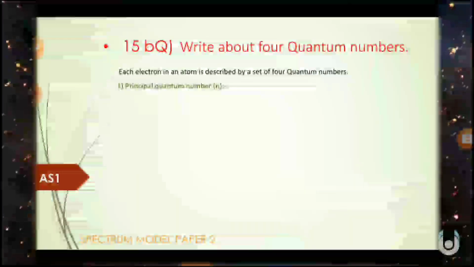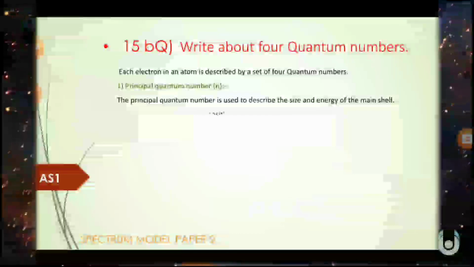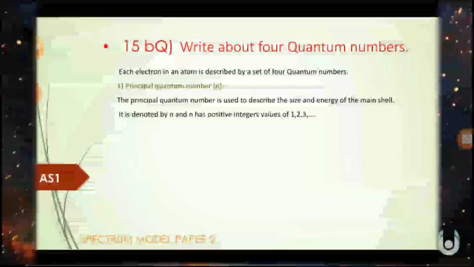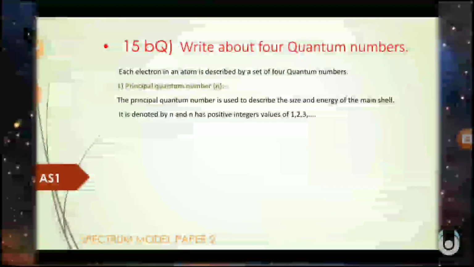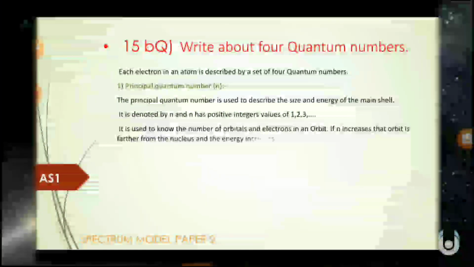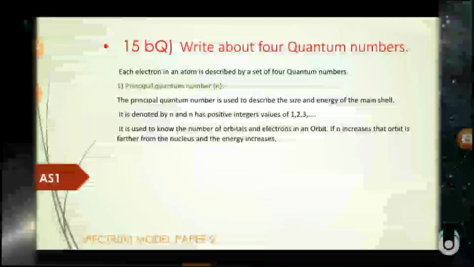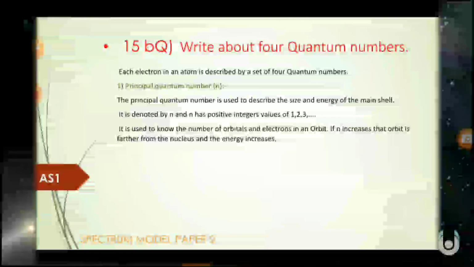First quantum number is principal quantum number n. The principal quantum number is used to describe the size and energy of the main shell. It is denoted by n, and n has positive integer values of 1, 2, 3, and so on. It is used to know the number of orbitals and electrons in an orbit.